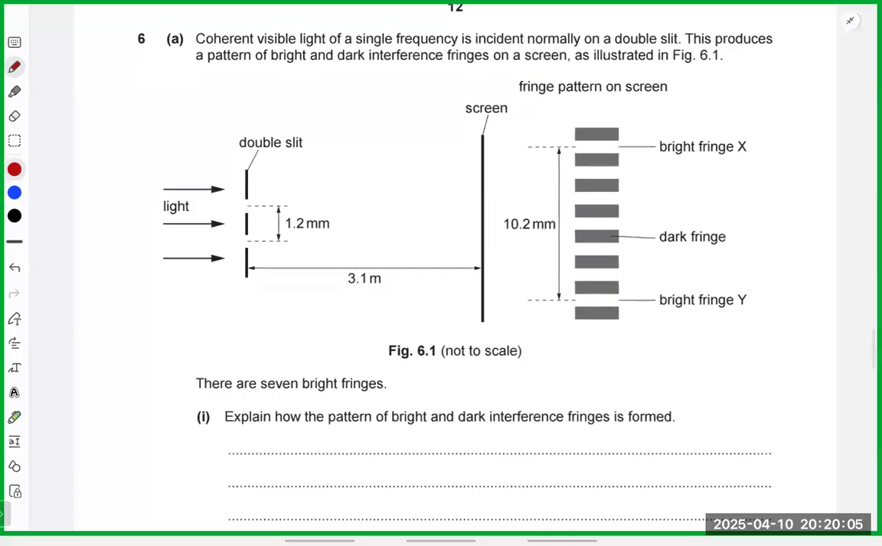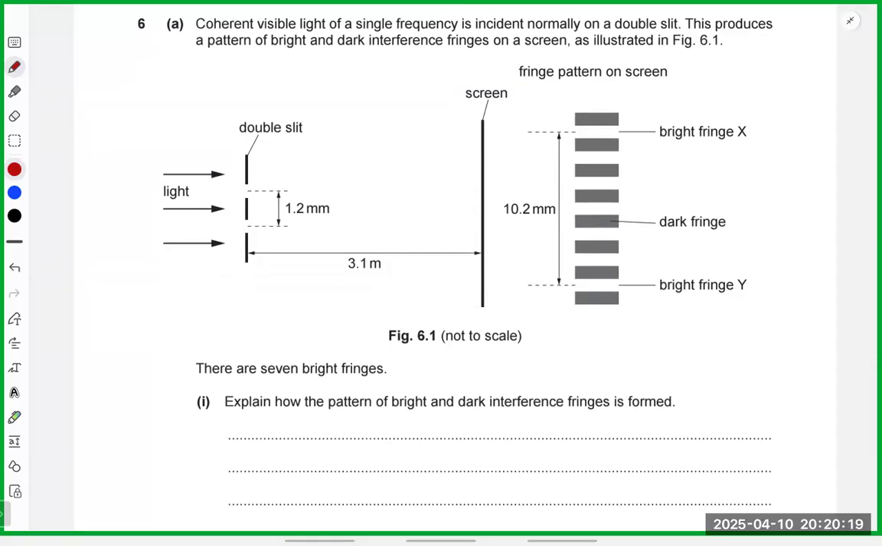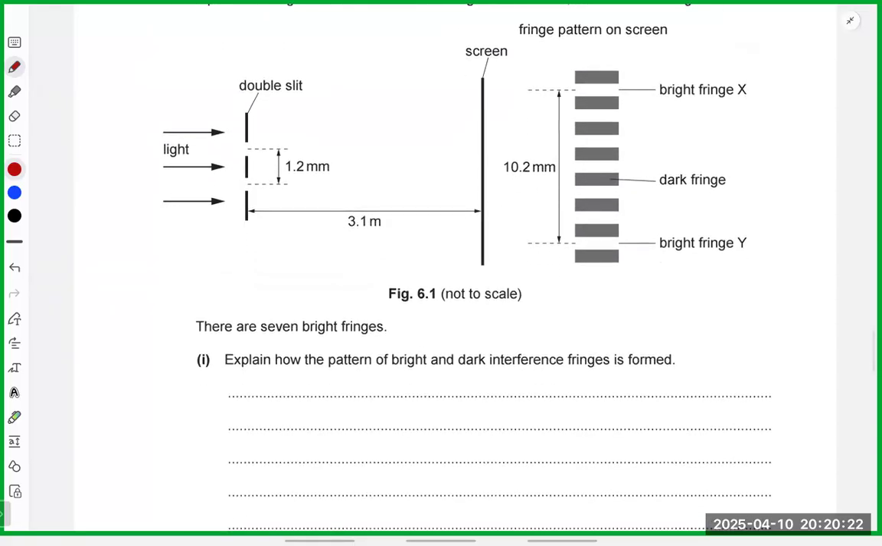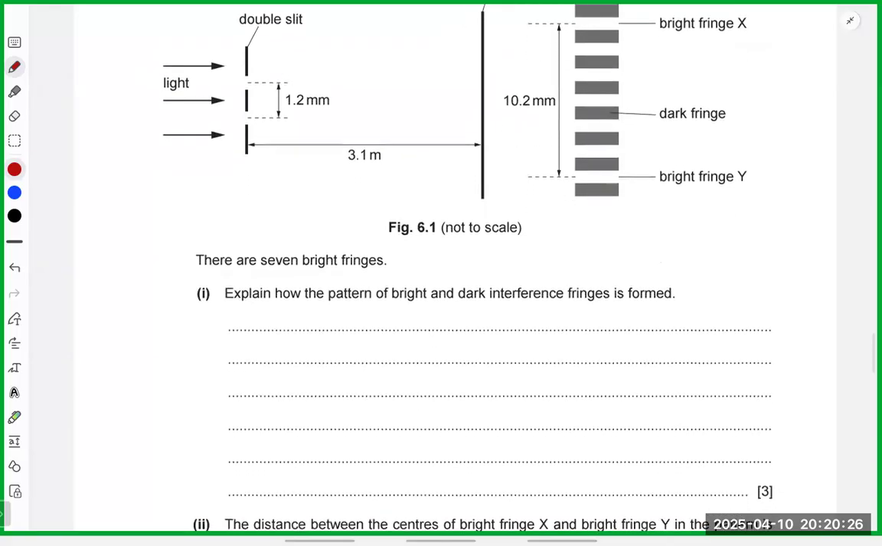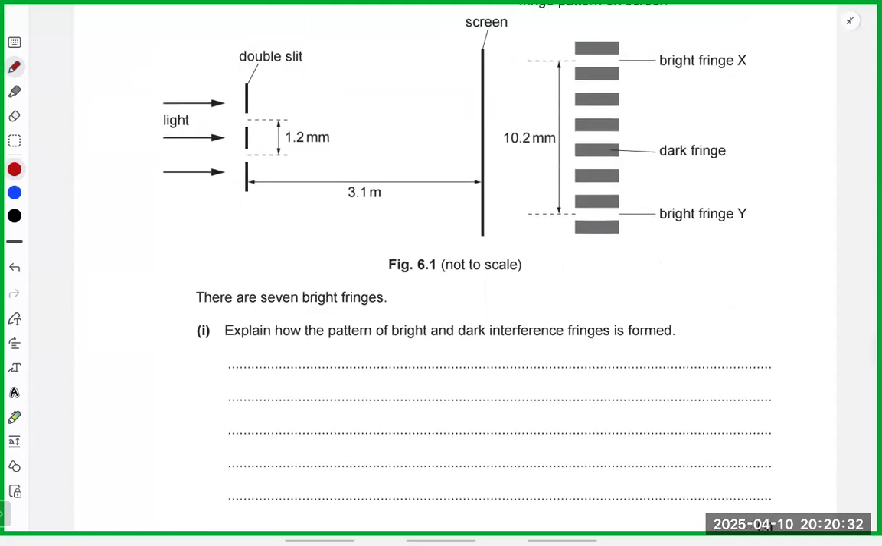Coherent visible light of single frequency is incident normally on a double slit. This produces a pattern of bright and dark interference fringes on the screen as illustrated in figure 6.1. There are seven bright fringes. Explain how the pattern of the bright and dark fringes is formed. Now, you need to understand that when light passes through these slits, it will diffract.